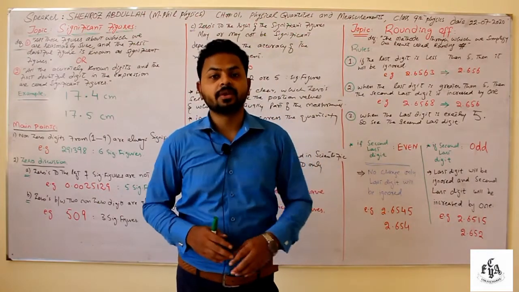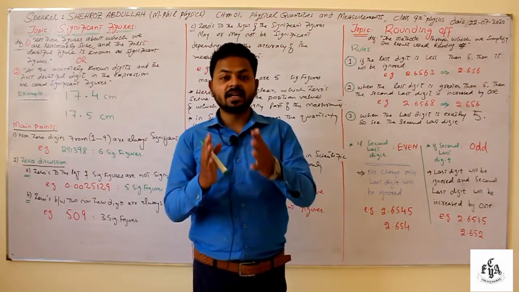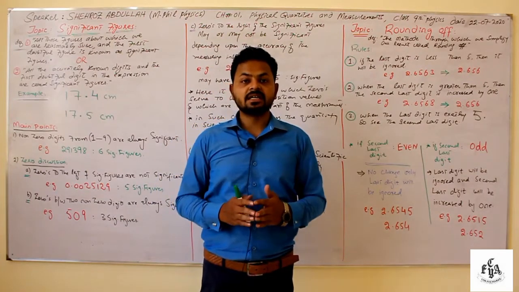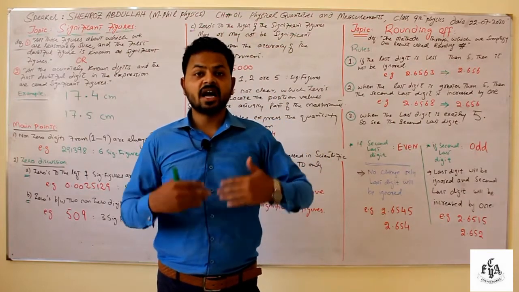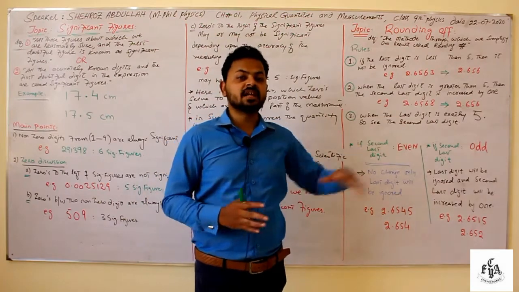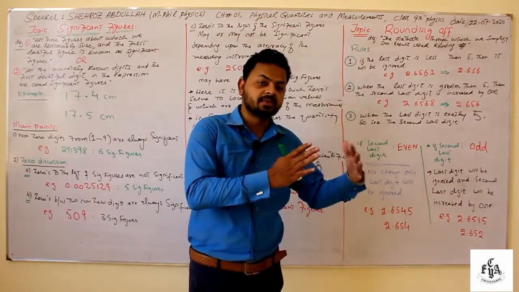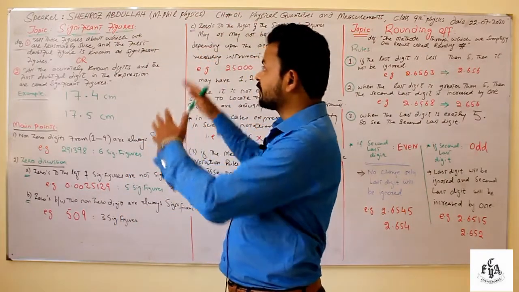If you remember, in the previous work we have discussed the screw gauge, we have defined the screw gauge, we have discussed its least count, we have discussed the pitch of the screw, right? We have discussed how to take a reading with the screw gauge and all the things related to it in the previous lecture. Now today we are going to discuss what are significant figures.